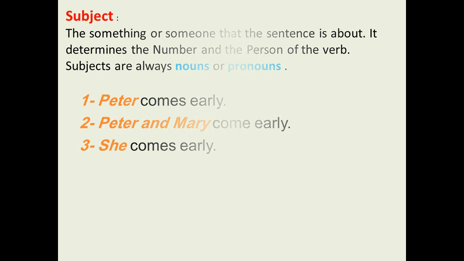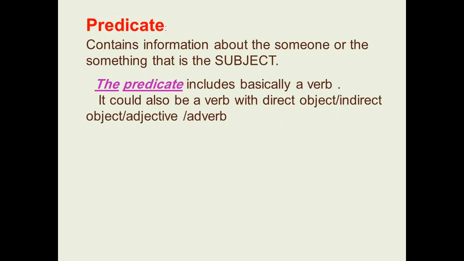The following. The predicate contains the information about the subject, about the someone or the something that is the subject, okay? So here the predicate includes basically a verb. It could also be a verb with direct object or indirect object or with an adjective or with an adverb.